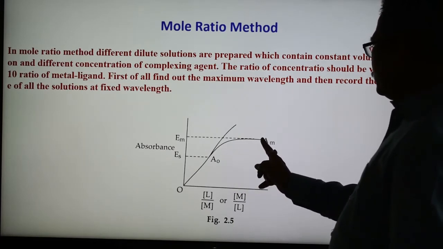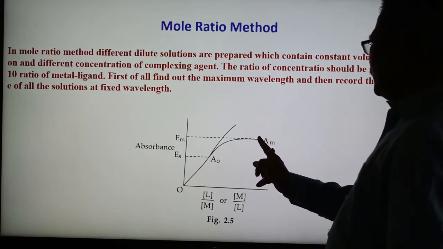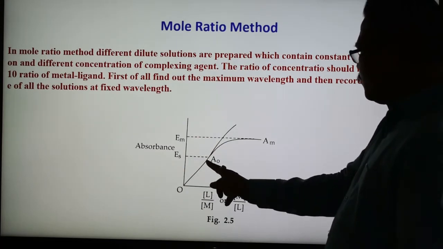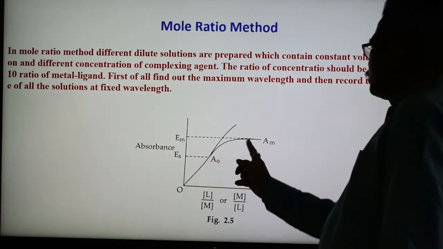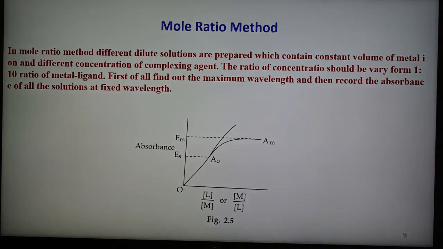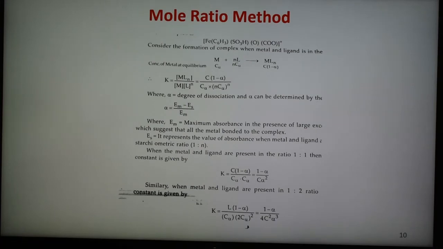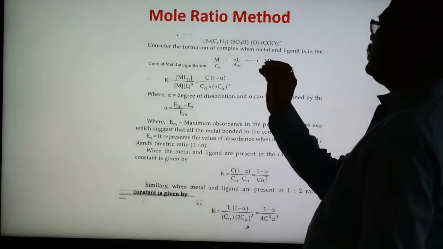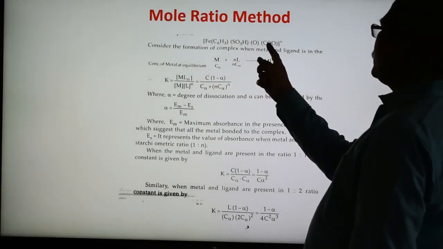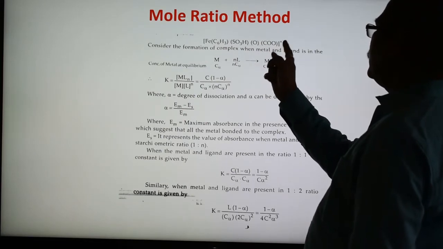One is when the curve is constant, this is known as AM or EM, and the other is where it increases and then shows the turn. This point is the ES. From the value of ES and EM we know the value of alpha, and there are different cases. In this case, the metal to ligand ratio is found to be 1:1. Hence the empirical formula of the complex is shown here. If we consider the complex to be 1:1, this is the complex formed.